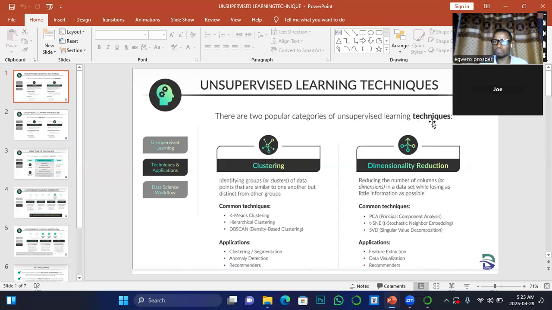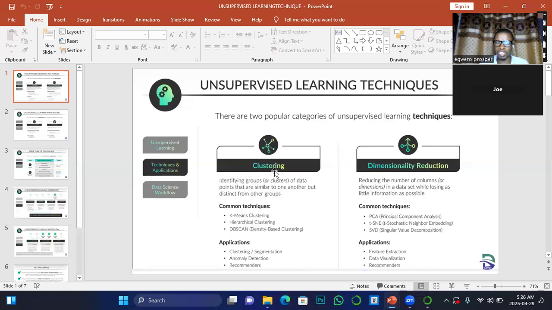There are two popular categories of unsupervised learning techniques you must know. As far as unsupervised learning is concerned, always know that there are two of them. The first one is clustering, and the second one is dimensionality reduction. From what we have explained so far, we say unsupervised learning has to do with reorganizing your data, grouping the data. So the process of preparing and reorganizing your data is either applying clustering techniques, or reducing the dimension of the data frame.